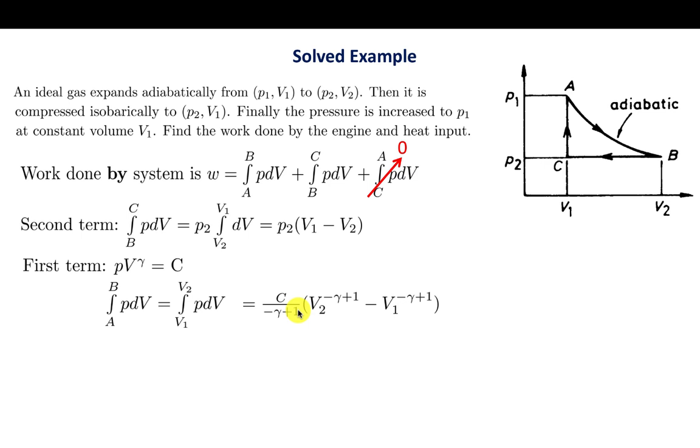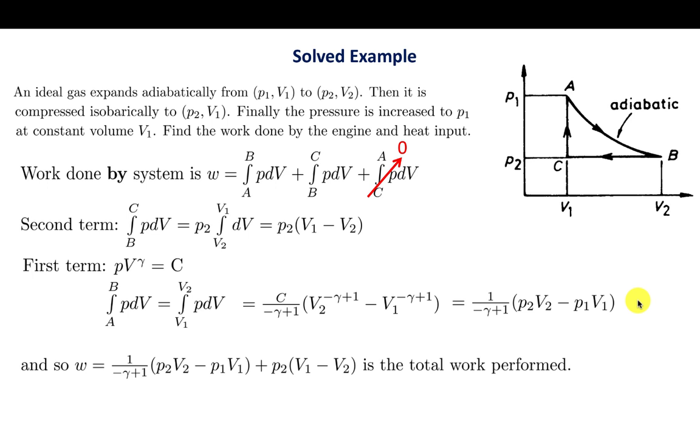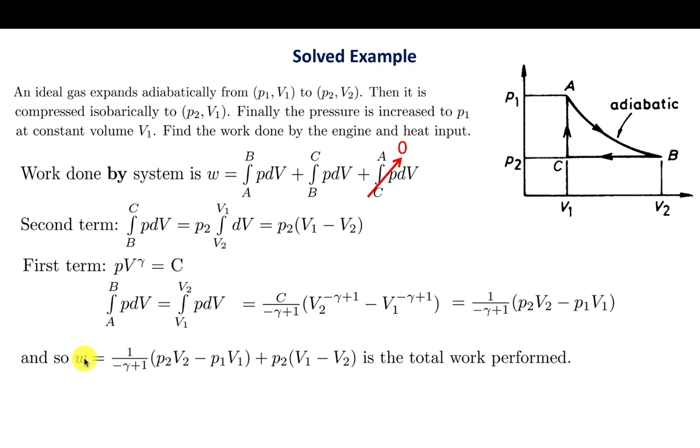Now this is easily simplified. We will simply substitute V from here: V to the gamma is equal to C divided by P. And so this becomes much simpler. It's simply 1 over 1 minus gamma times (P2 V2 minus P1 V1). And so just add this up. The work done is P2 times (V1 minus V2), together with what's up over here. This is the total work done by the engine.